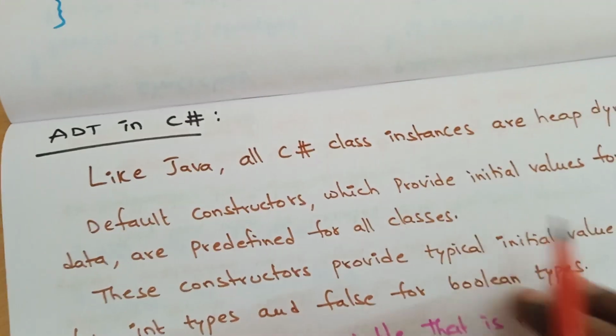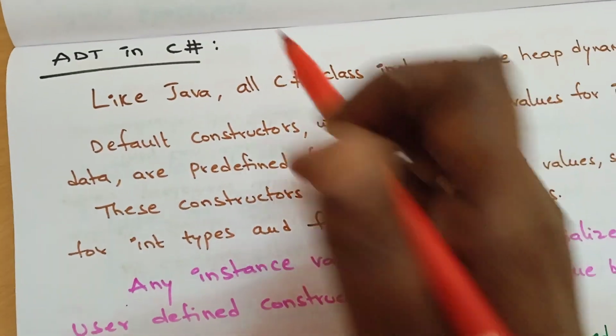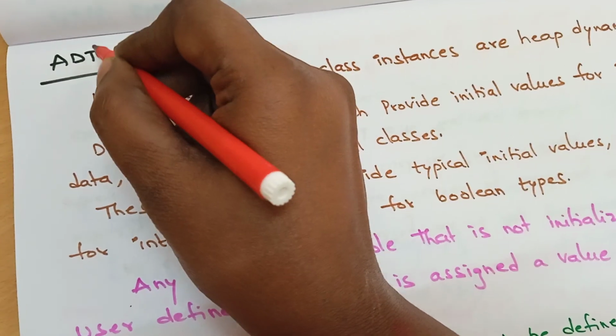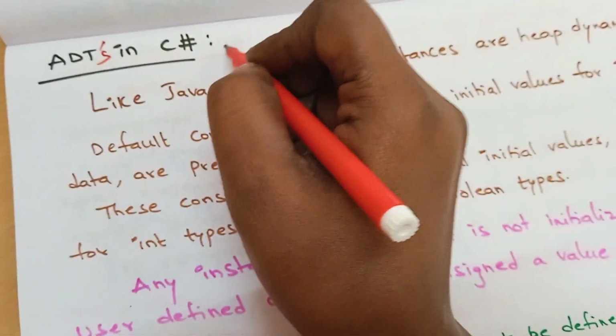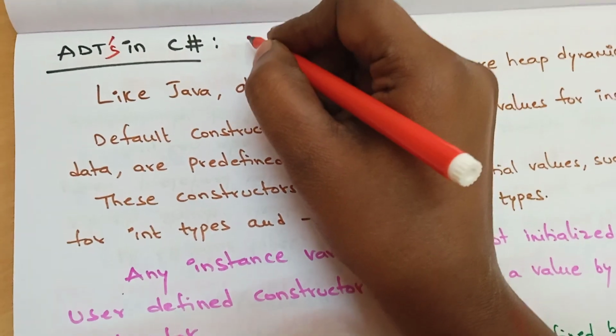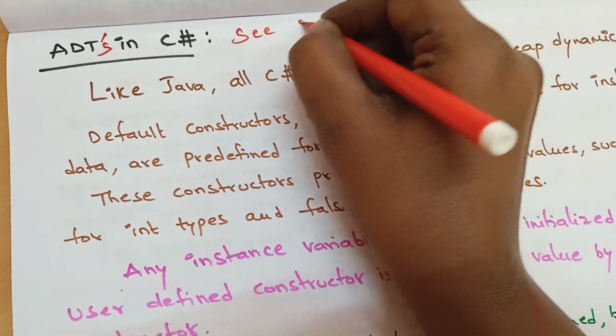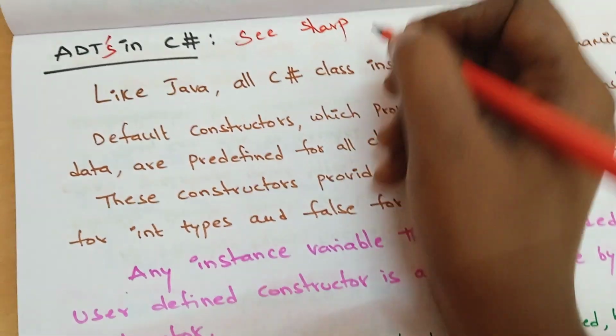Hello everyone. So today we are going to talk about abstract data types in C sharp. We have to pronounce this term with the word C sharp.